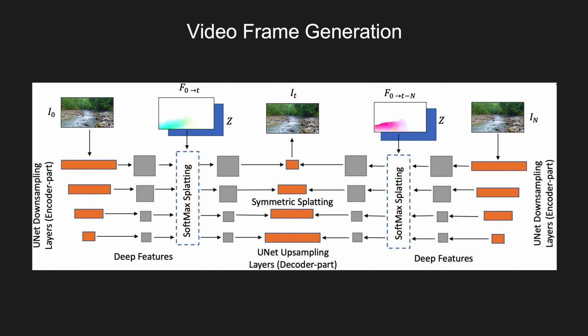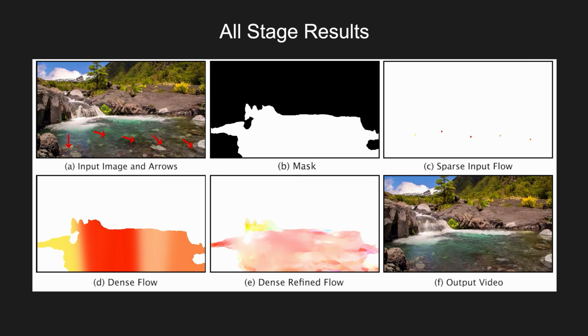This shows the entire pipeline for video frame generation. We perform feature extraction at different spatial resolutions using UNet and perform symmetric splatting using Euler integration of the constant flow, which is the refined dense flow, to generate an intermediate frame. Here we see results of our method at different stages of our pipeline.